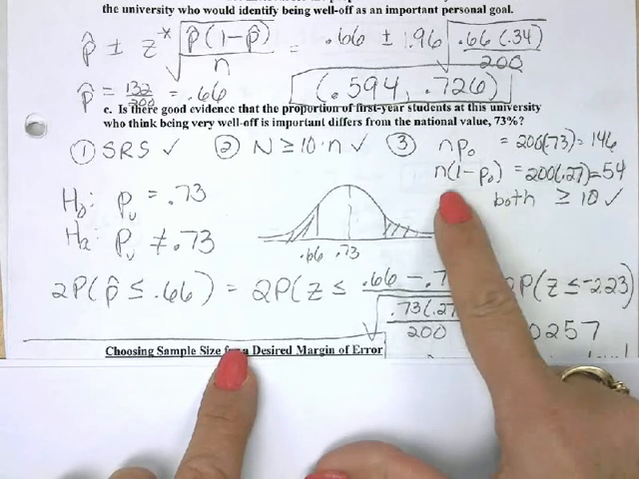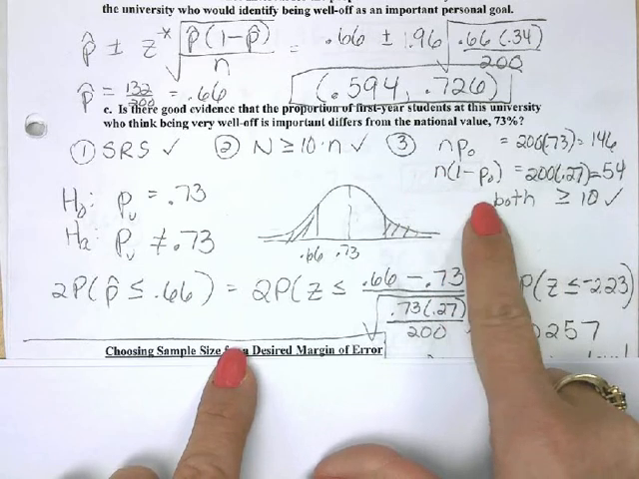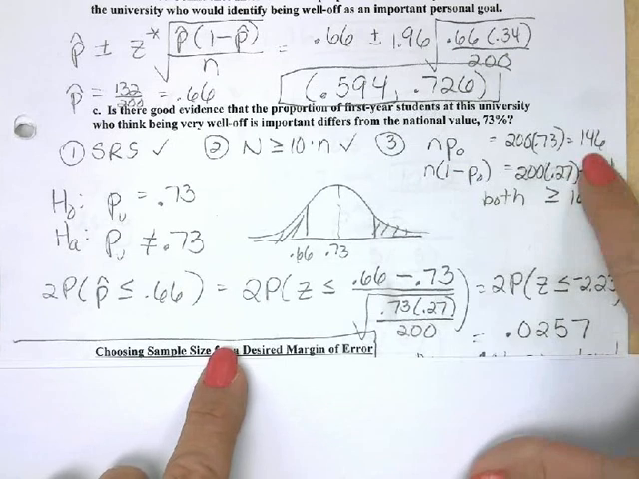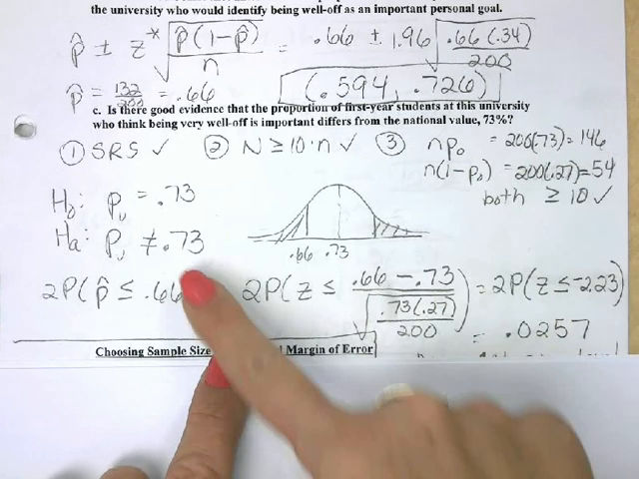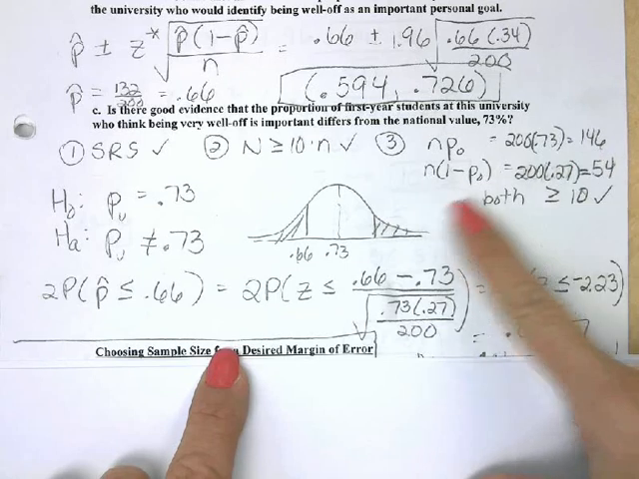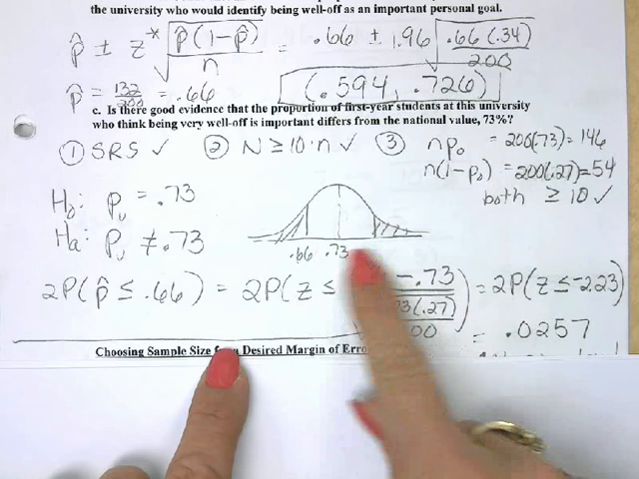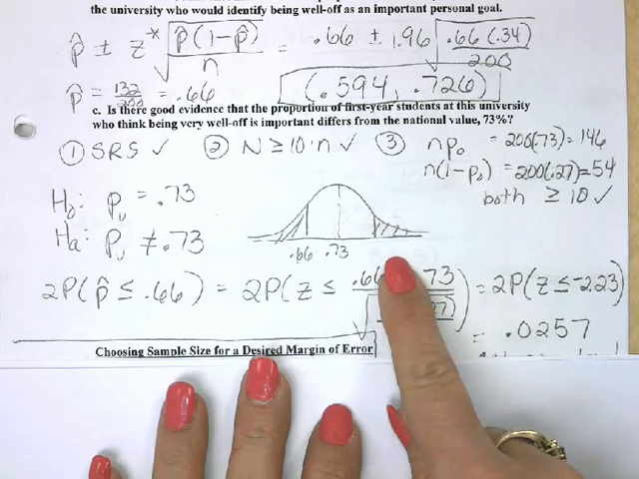When we do our third little assumption test, this is a different test, remember, than the confidence interval. This is how many do you expect as a success and as a failure. And so we would anticipate having 200 times our assumption. We'd expect to get 146 successes and 54 failures. Now, as long as those are at least 10, then this normal distribution assumption holds true.